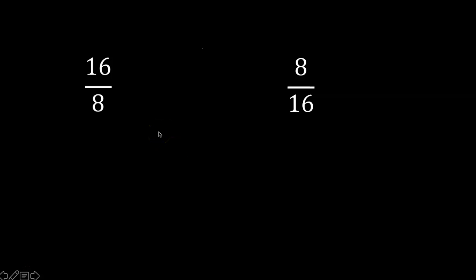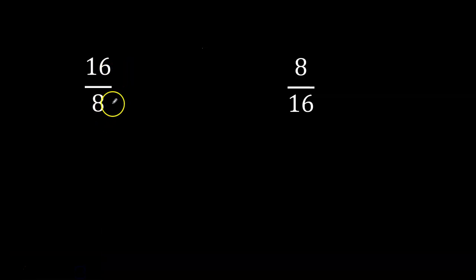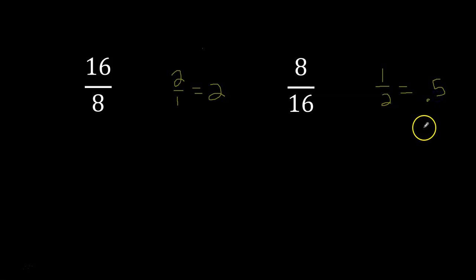All right, our final example, 16/8 and 8/16. A lot of kids would say, oh, those both equal 2, and that is not true. Take a look. 16/8 reduces to 2/1, which equals 2. But 8/16 reduces to 1/2, which is equal to 5/10, or decimal 0.5. So 8/16 is less than 1. It's not even a whole. But 16/8 is greater than 1.